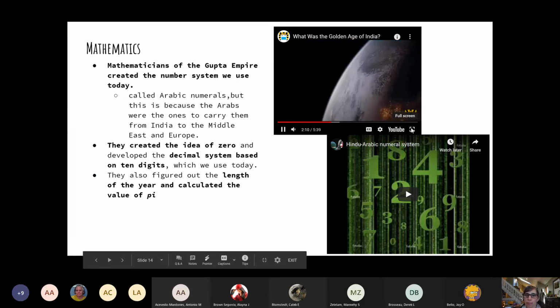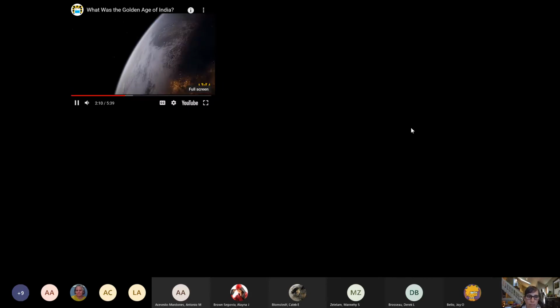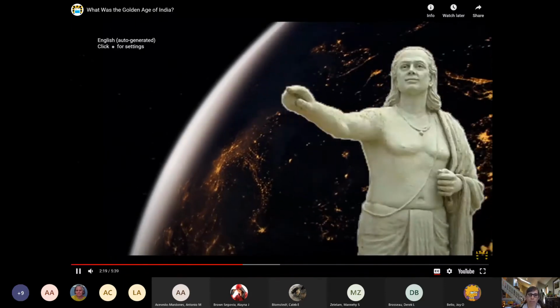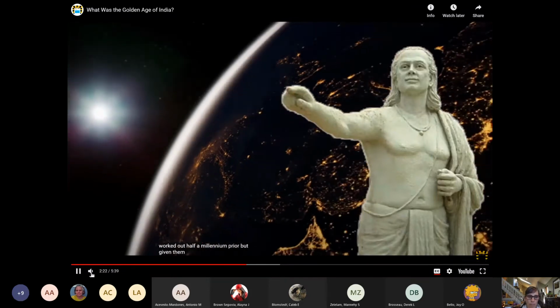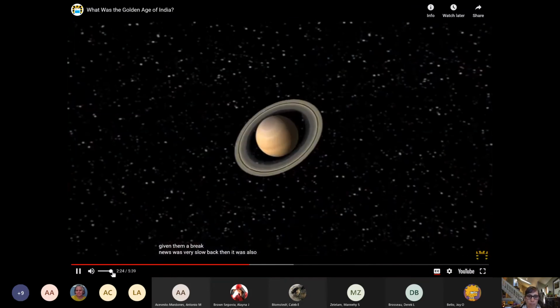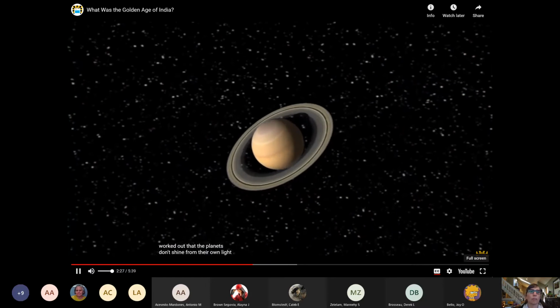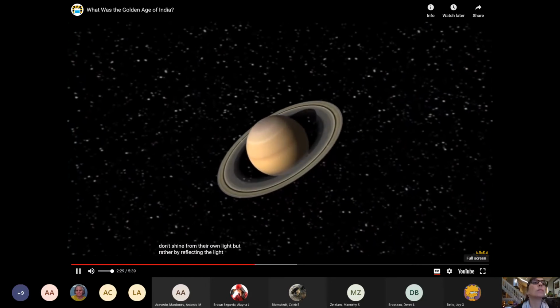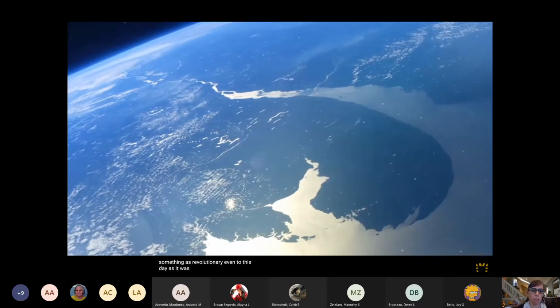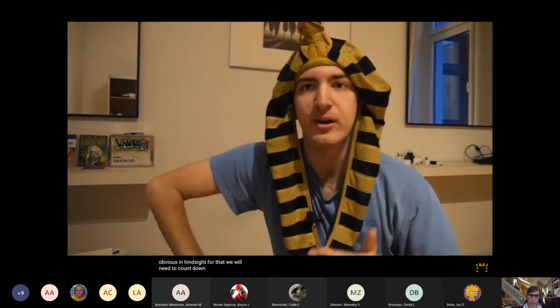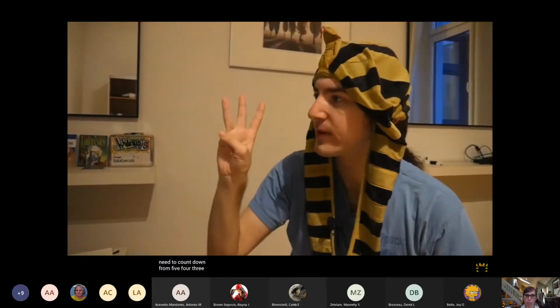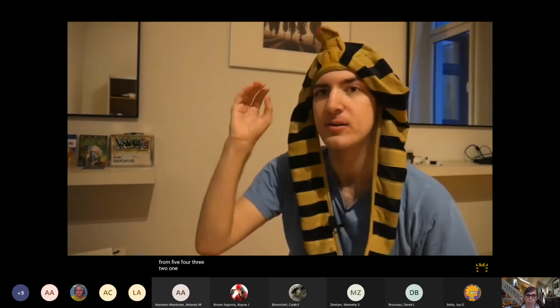Just as an example, by looking at lunar eclipses, mathematician Aryabhatta theorized that the Earth was indeed round and spun on its axis, something Eratosthenes had already worked out half a millennium prior, but give him a break, news was very slow back then. It was also worked out that the planets don't shine from their own light, but rather by reflecting the light of the sun. Of course, had they wanted to measure the circumference of the spherical Earth, they did also come up with an invention that could help them do so, something as revolutionary even to this day as it was obvious in hindsight. For that, we will need to count down from 5, 4, 3, 2, 1, 0.